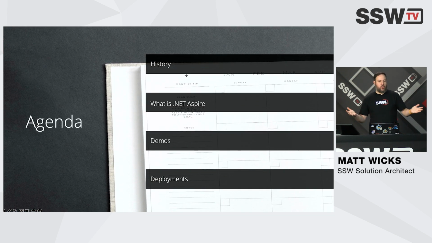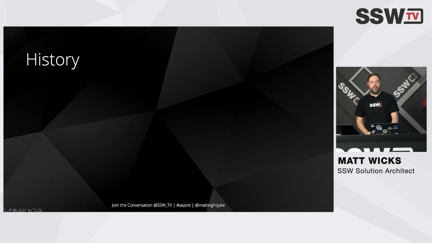So we've structured our talk today to talk a little bit about the history, so what led to .NET Aspire. Then we're going to talk about what is .NET Aspire. I've got a quick demo here where I'll take an application and add .NET Aspire to it to show how easy it is and what benefits you get out of it. And Rob's going to talk about some deployments. So deploying to a Kubernetes cluster, which is usually a bit scary. So let's start with the history.